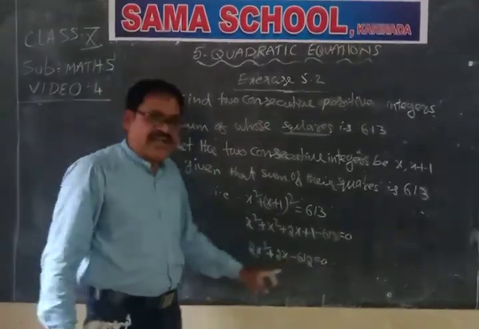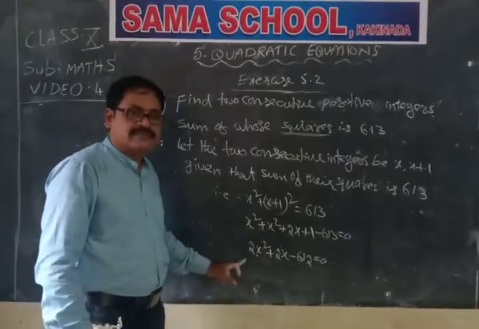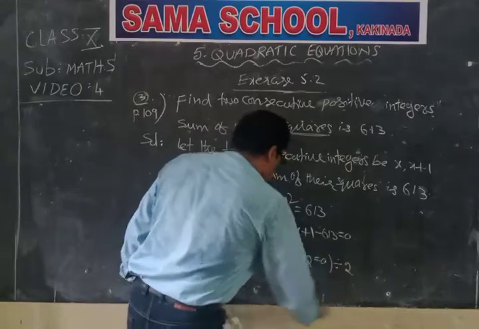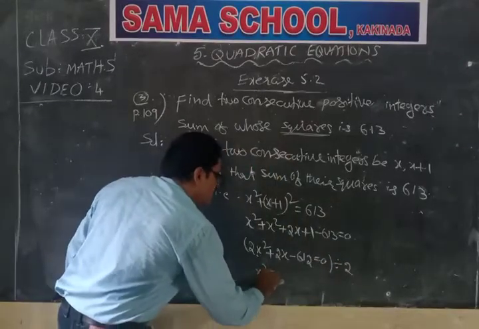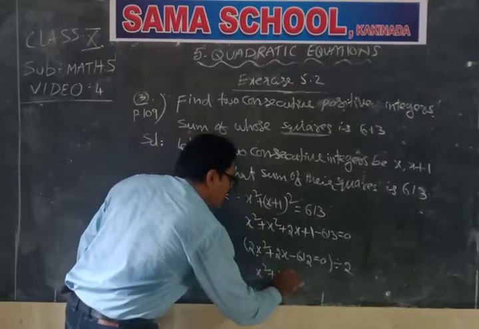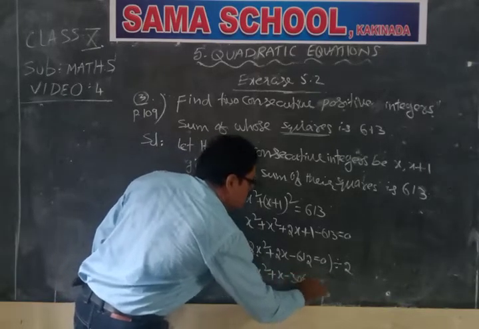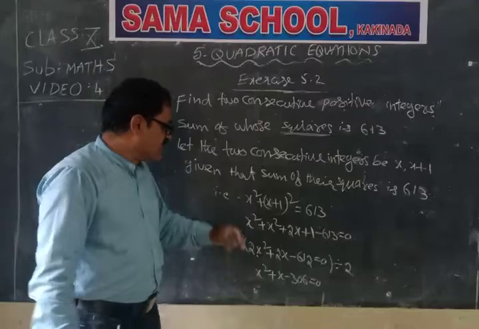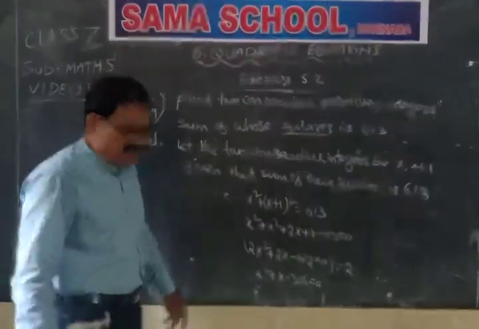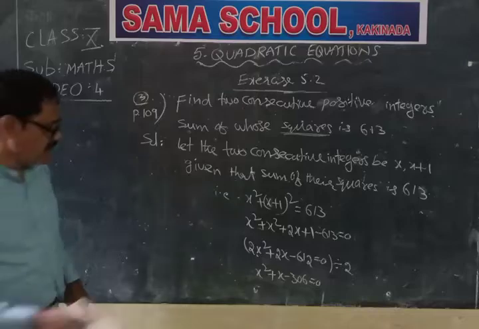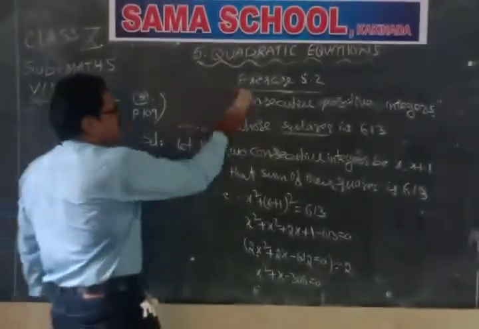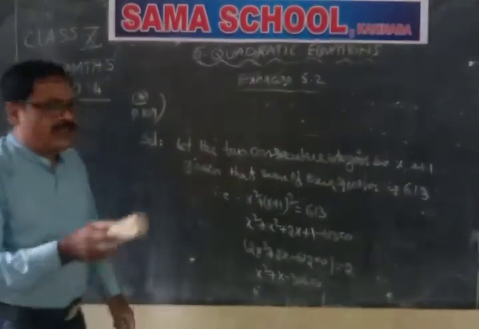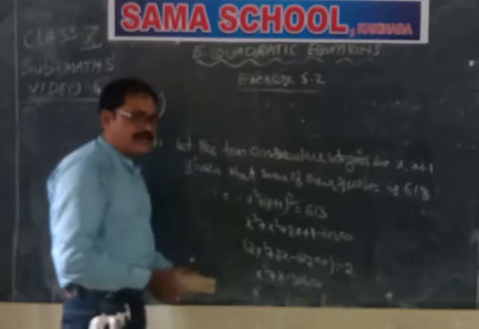See, in all the three terms, there is 2 common, isn't it? If you divide by 2 on both sides, what do we get? x square plus x minus 306 is equal to 0. This is the quadratic equation. Now we have to factorize this equation. Okay, see that sum is already over. If you want, pause the video and note down the sum.